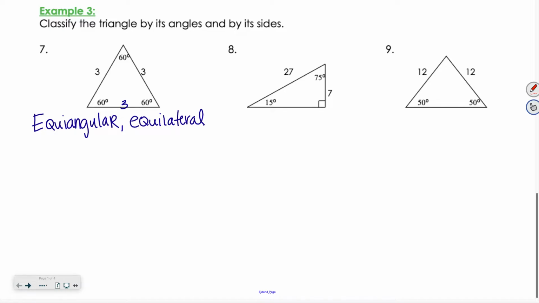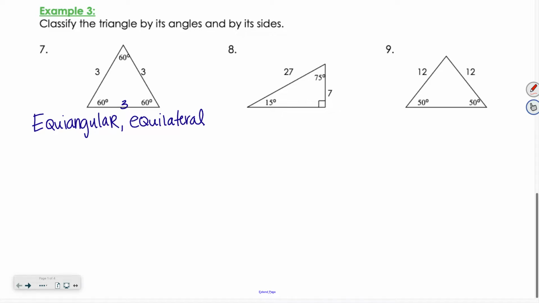Okay? All right, number 8, by angle. Wait, how's it equilateral? Because if it's 60 degrees, then I automatically know the sides. So if it's equiangular, then it's always equilateral. Correct. And vice versa. If it's equilateral, it's always equiangular.